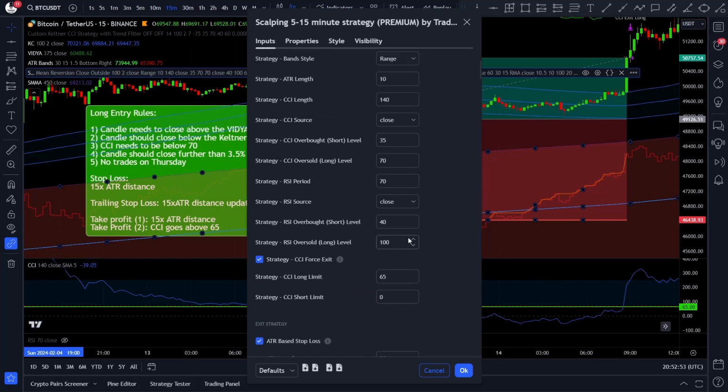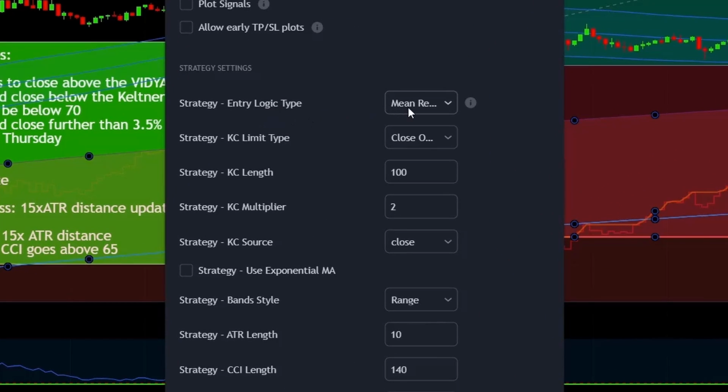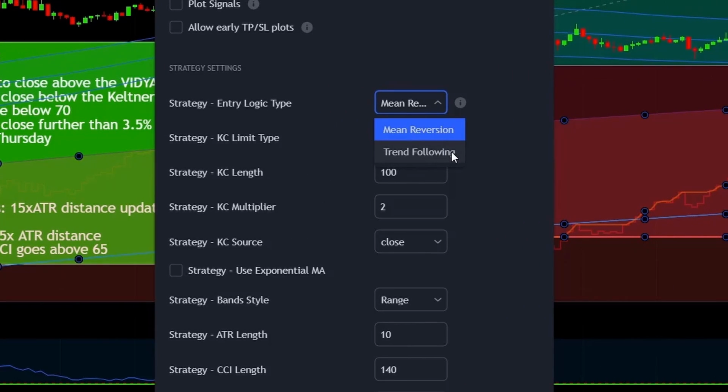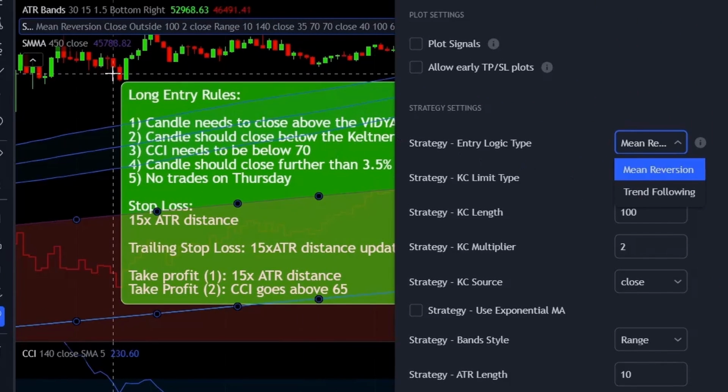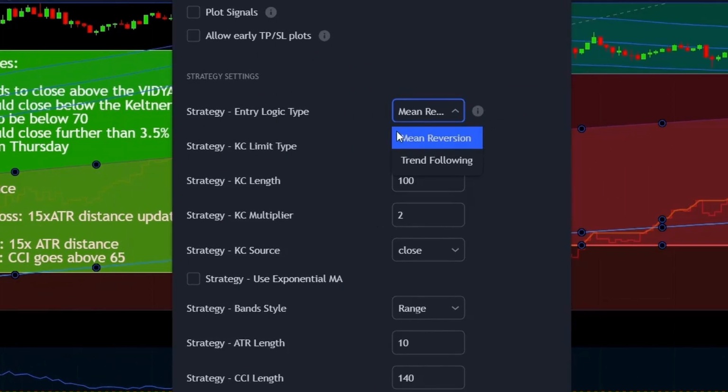So on the top, this section is the base logic of the strategy. First we have the entry logic type. Here we have two options, mean reversion and trend following. The strategy which I just explained to you is a mean reverting strategy, which means that we are buying low and selling at the mean or high. But if you change this to trend following, the entry criteria becomes the opposite. So for example, if I'm using the trend following option, we would only enter into a long position if the price goes above the Keltner channel and the price is above the CCI level. For this strategy, let's leave it at mean reversion.